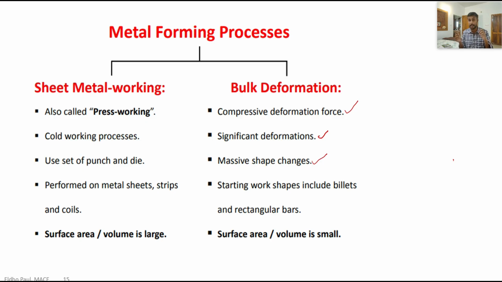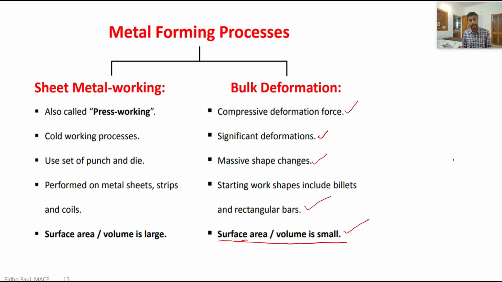We discussed that billets come from continuous casting. Again, these billets, or blooms, slabs, and different types of ingots, can be used for bulk deformation processes. An important characteristic of bulk deformation processes is that the surface area to volume ratio is very small.